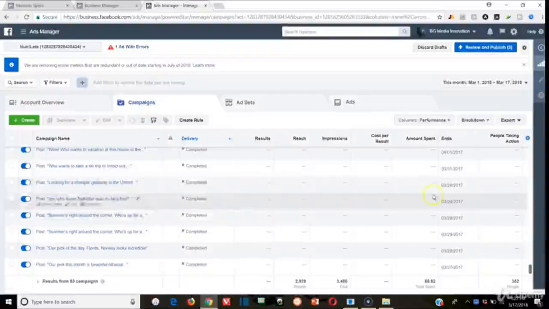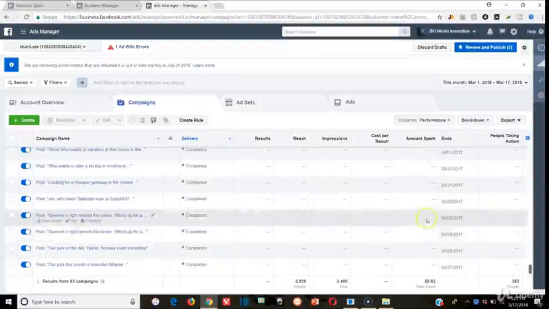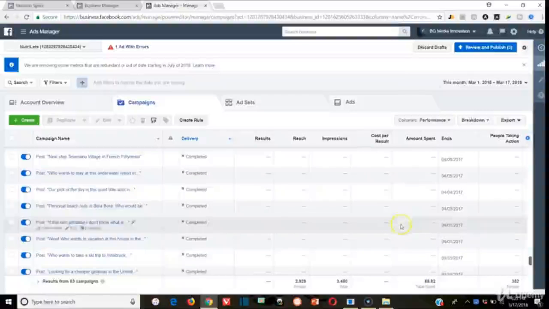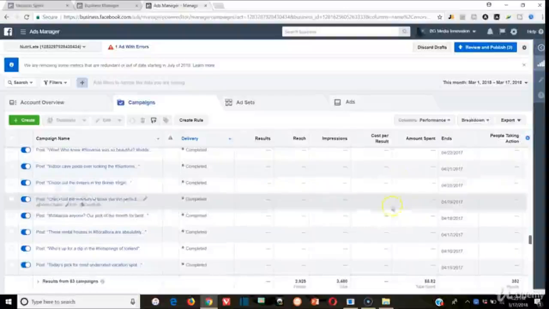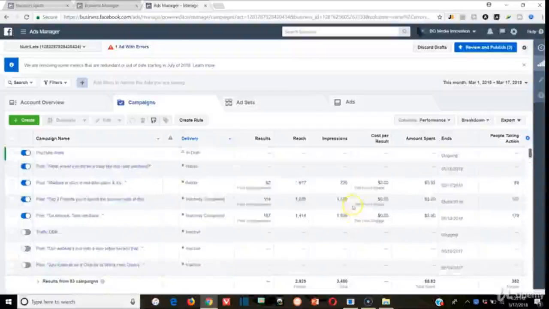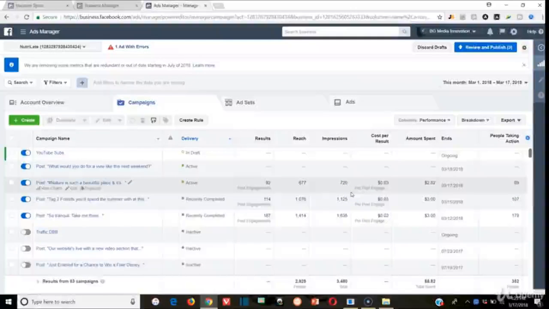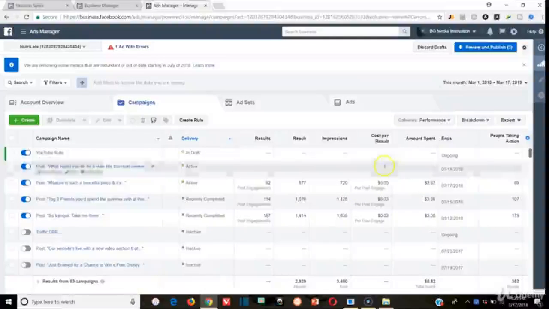For whatever reason, I guess it doesn't show my reach or my impressions or my cost per result anymore, and the amount that I spent, because clearly I've paid that and it's been a while. But when I used to actually do that, I would get some of them that were like 0.002, 0.003, and that's what you're going to be looking for: cost per result.